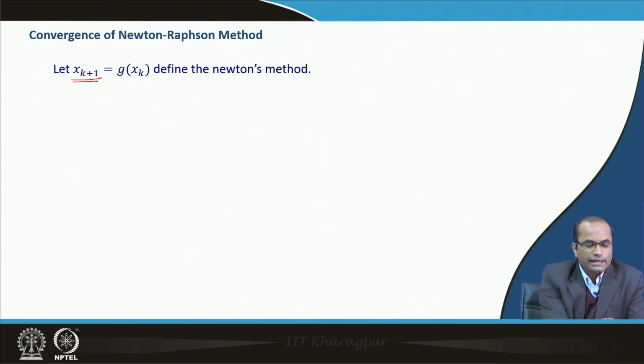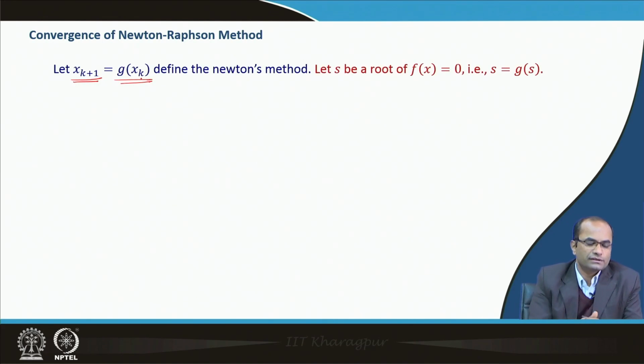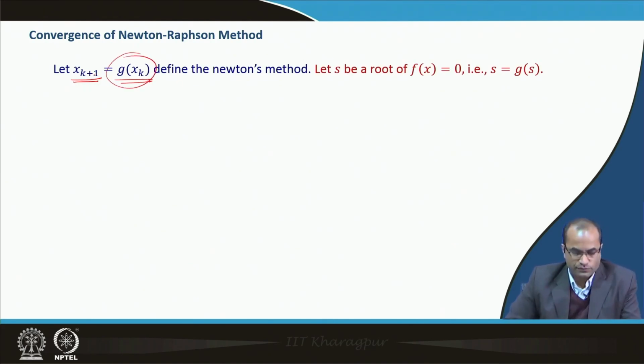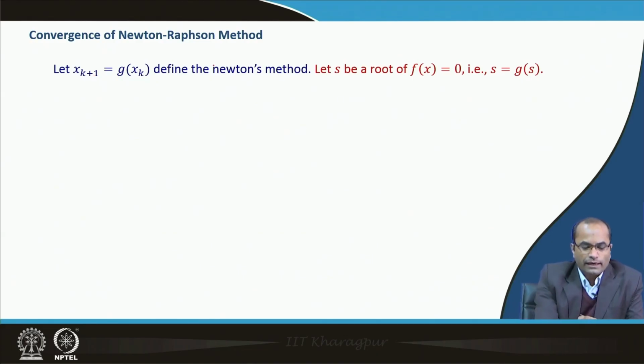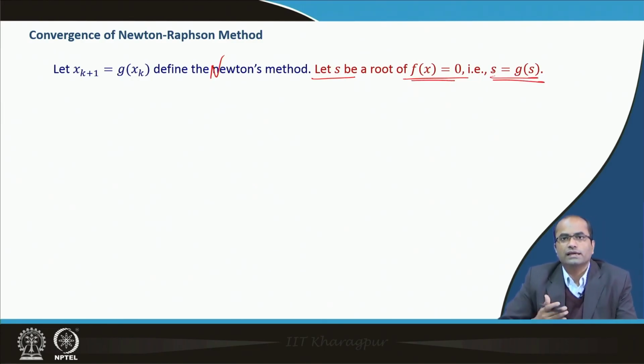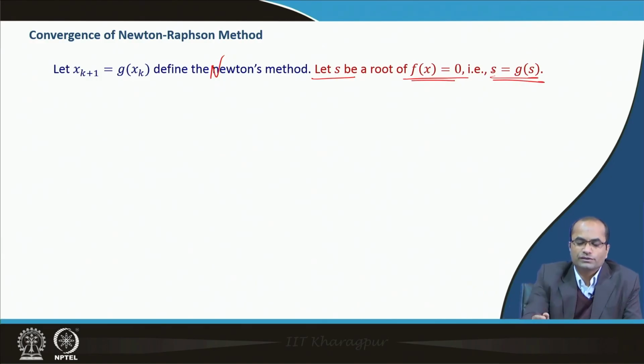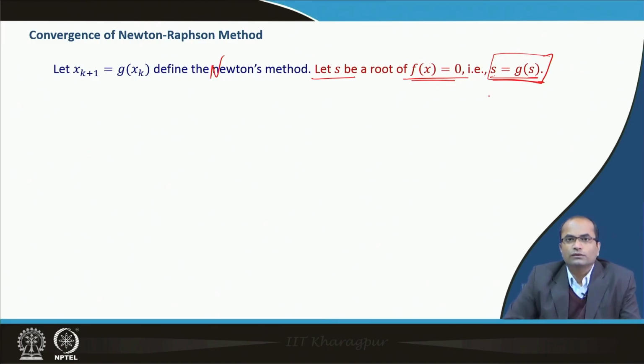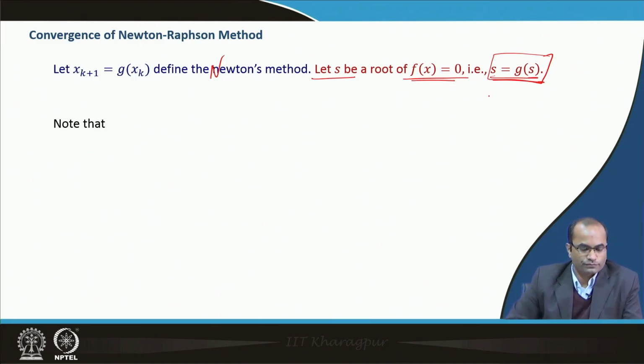So, let x_{k+1} = g(x_k) define Newton's method. We have just discussed that this g can be set for Newton's method, and in this case let s be the root of f(x) = 0. The meaning is that s = g(s). So, s is the fixed point of this function g, or in other words s = g(s), if s is the root of f(x) = 0.